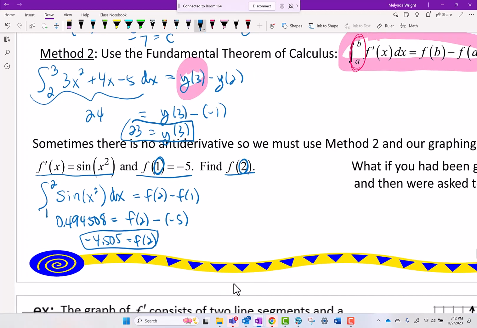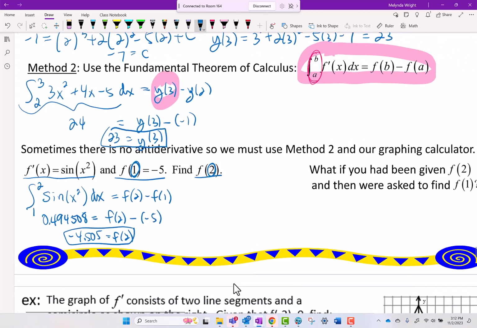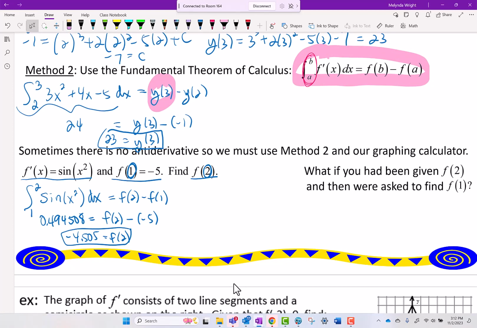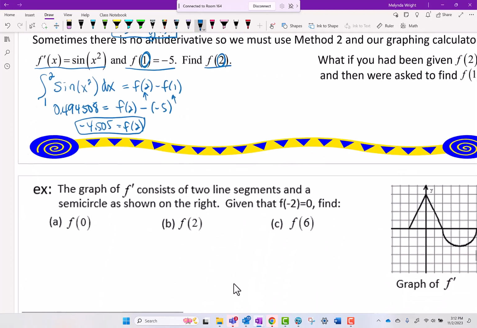So the question here is, what if you were given f of 2 and asked to find f of 1? Would that be a problem for us? Not really, would it? Instead of having this number, I would have had that number, and I'm going to solve. So it's okay, right? It doesn't matter which one they give us as long as they give us one of them. Okay, are we okay? So let's take a look at our next problem.